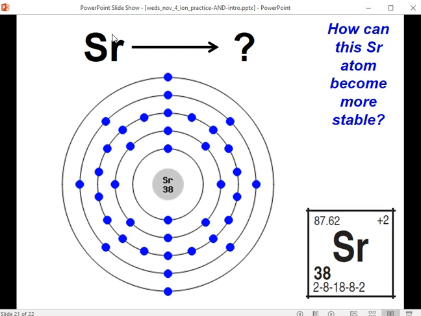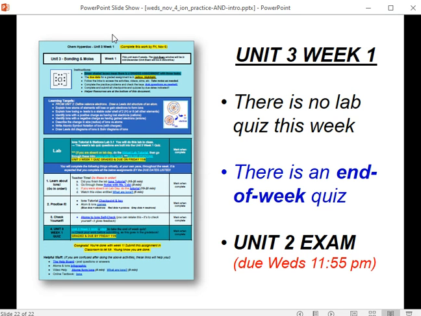Strontium. What is this strontium going to do to become more stable? It has a configuration of 2-8-18-8-2. What's the easiest, laziest thing to do? It's going to get rid of 2 valence electrons, and then the next shell down has 8, so now it's like a noble gas. And the strontium atom will now have a charge of +2 because it lost 2 electrons. Now it has more positive charges than negative charges, a charge of +2.